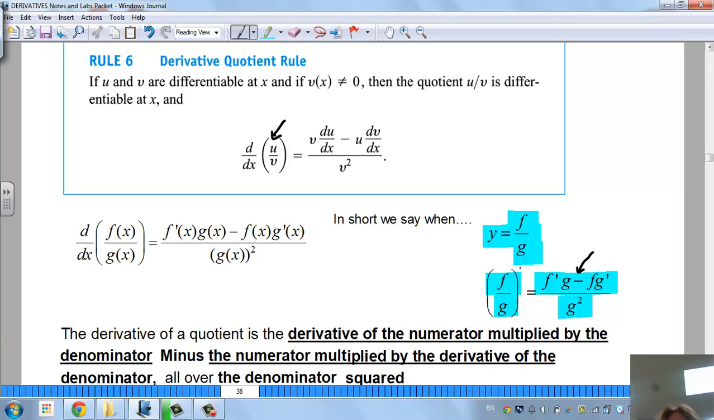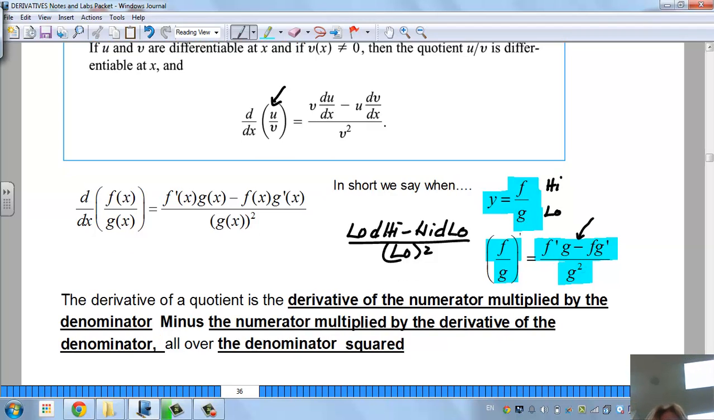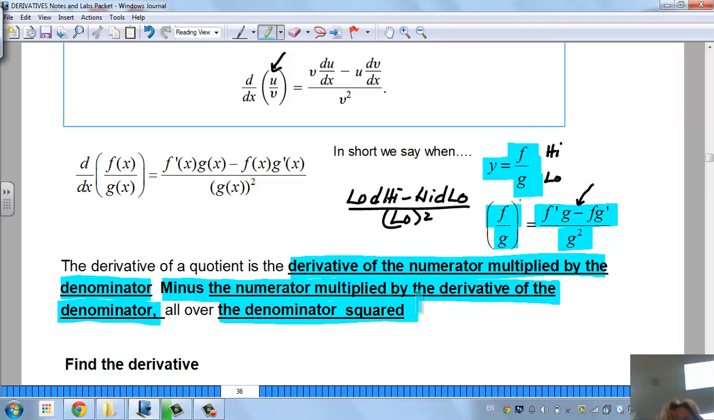And I've seen it also taught this way, where they call this one high and this one low. They say low d high, the derivative of the high, minus high d low all over low squared. So it's low d high minus high d low over low squared. I just memorized that f prime g minus f g prime over g squared. So the derivative of a quotient is the derivative of the numerator multiplied by the denominator minus the numerator multiplied by the derivative of the denominator all over the denominator squared.